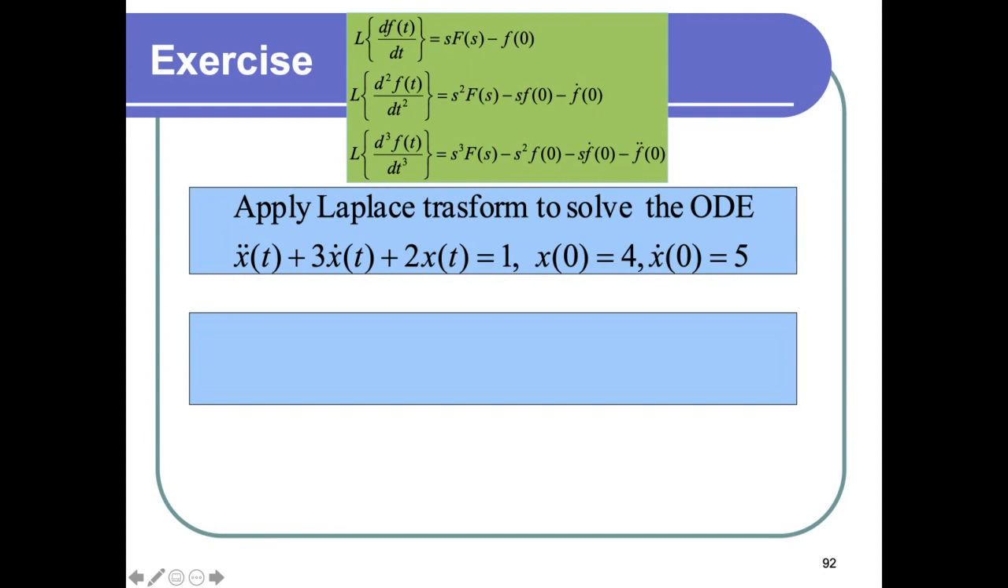Okay, for those who tried it, so what is your answer? Were you able to solve it? Okay, do you need more time? Okay, so I'll give you 2 minutes.